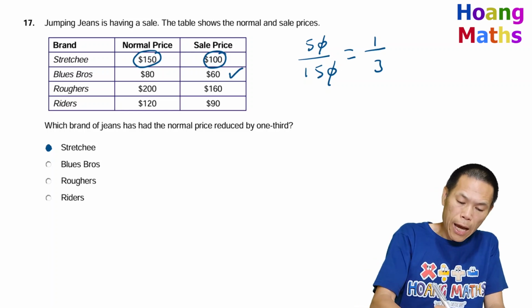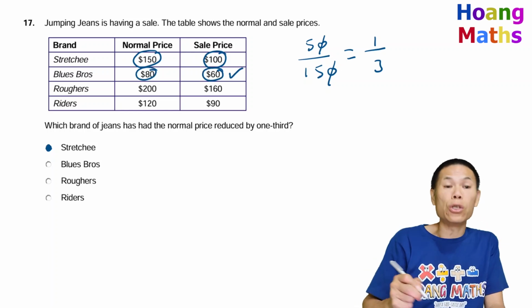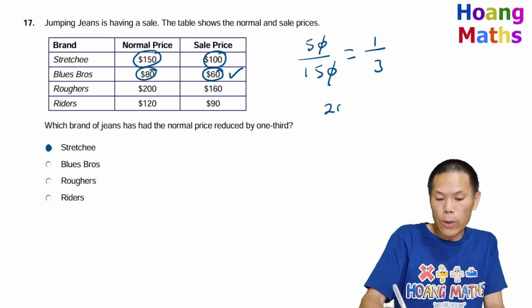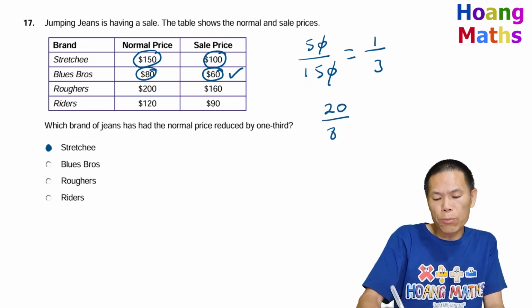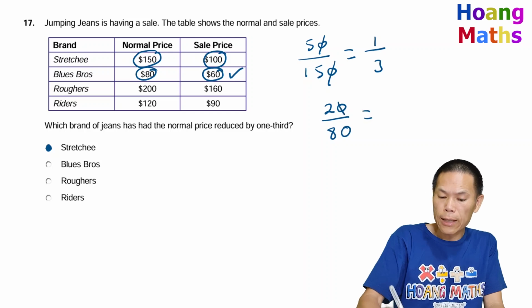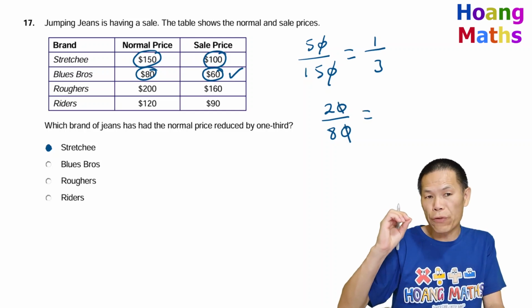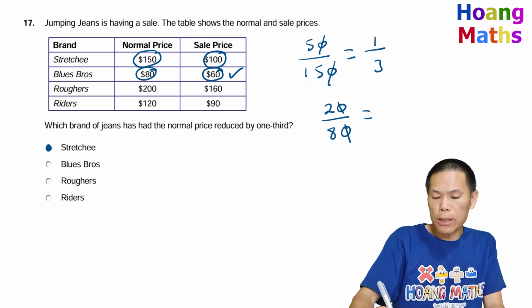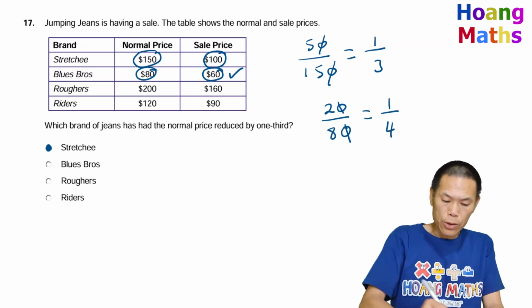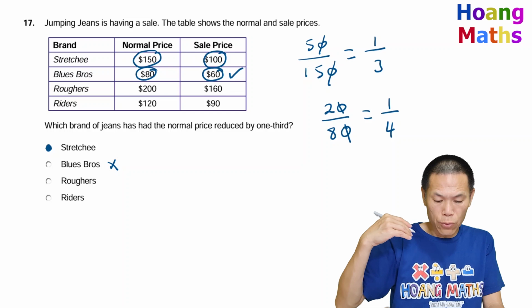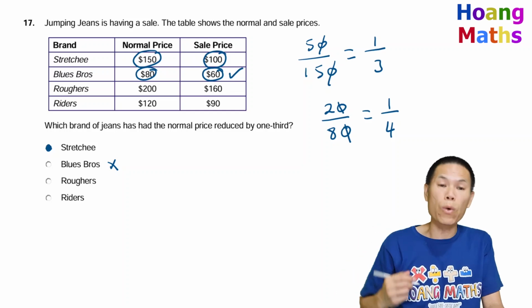So if you like, you can try Blues Bros. That means 80 to 60. So $20 discount or reduced by 20. 20 over the original price, 80. That cancels to give me 2 over 8. So we can both divide by 2. So 2 divided by 2 is 1. 8 divided by 2 is 4, so 1/4. So it cannot be. It should not give you 1/3. There should be only one answer.